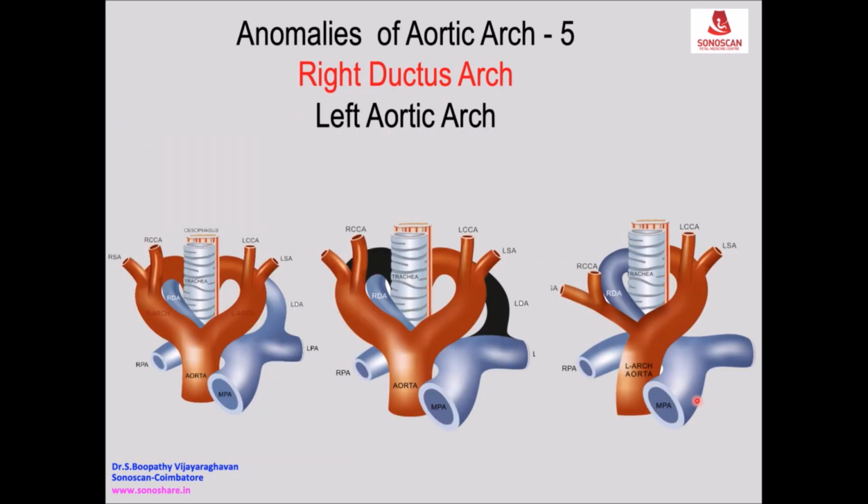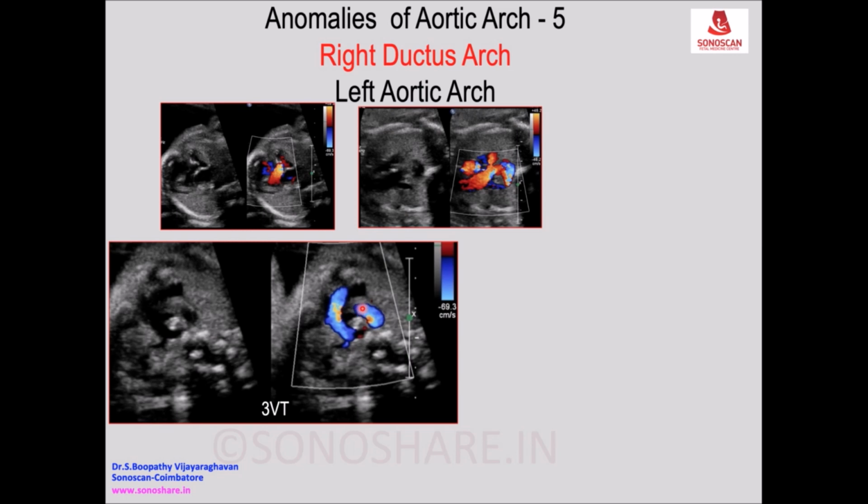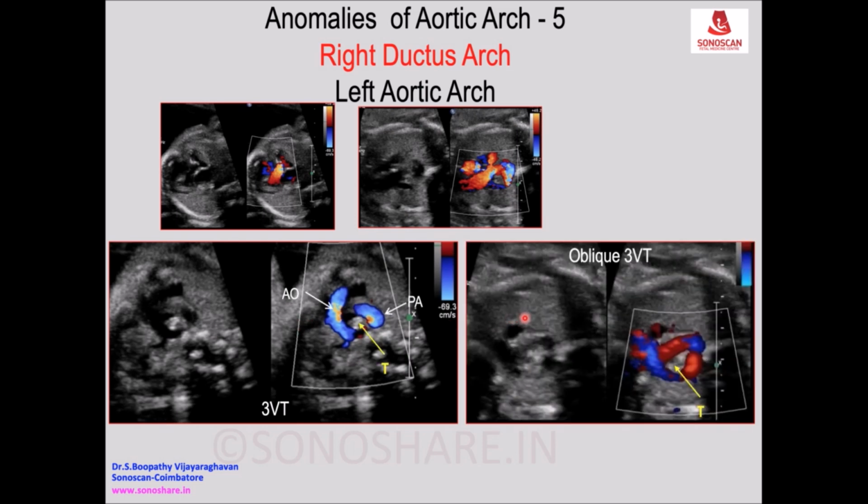We come to the next anomaly, that is the right ductus arch and left aortic arch, which is a very, very, very rare anomaly. Now this is again the double aortic arch to the right, and then it turns towards the left behind the trachea to join the aorta. So it forms a complete vascular ring with a cross ribbon appearance. So if you take a little tilted section, you will see the complete cross ribbon.